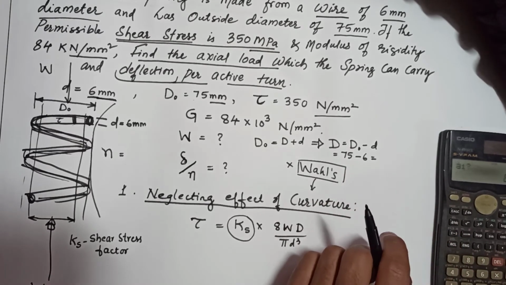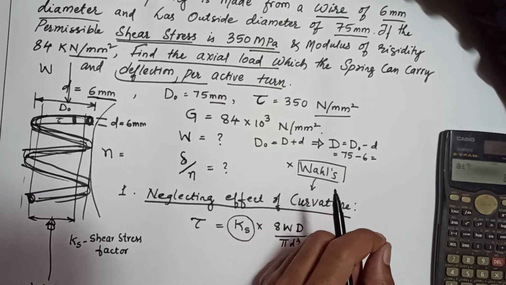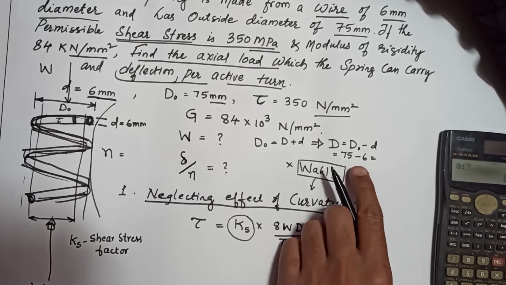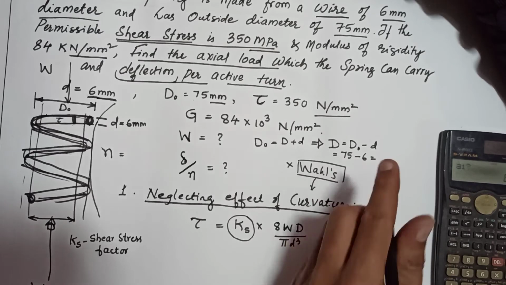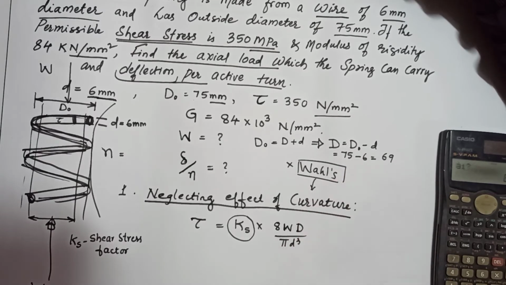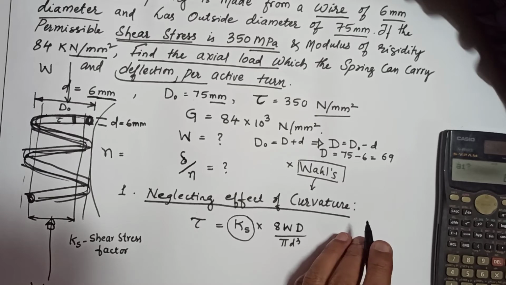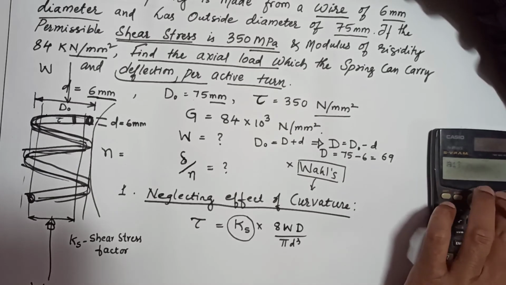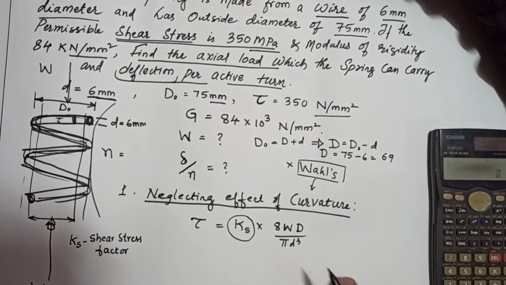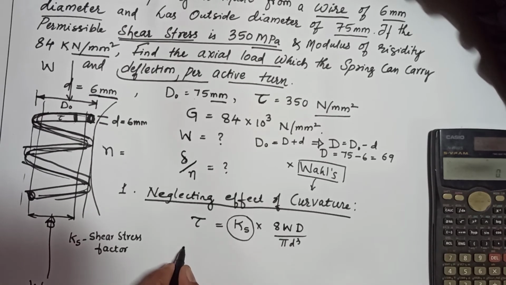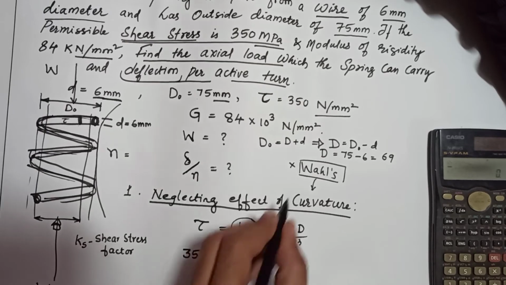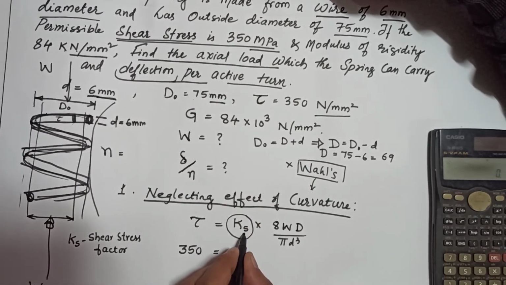Okay, so 69 is the mean diameter of the coil. After that we will go for calculating the shear stress. First, the shear stress is given as 350 from this equation, equal to K suffix S.